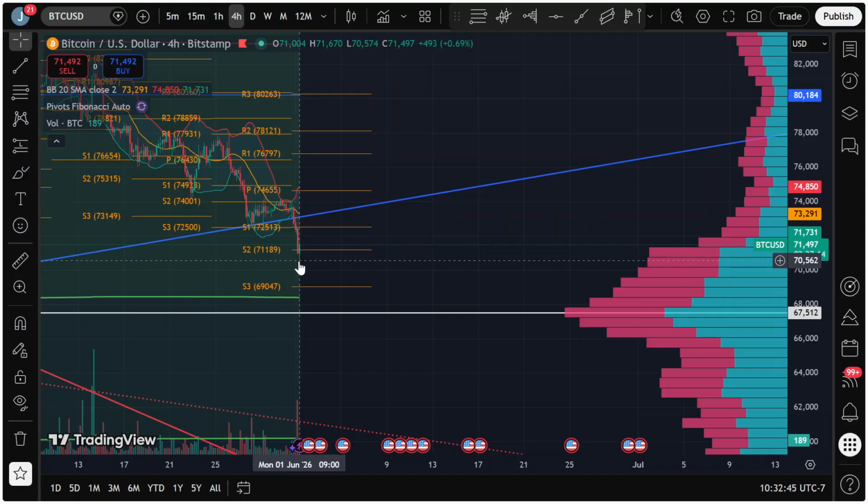Again, 69K is important, being the second all-time high in 2021. So important psychologically speaking. Around 70.3K, as I'll go over later on in the video, is the middle of the range between 64K and 76.3K. So also pretty important, but not necessarily enough to form support.